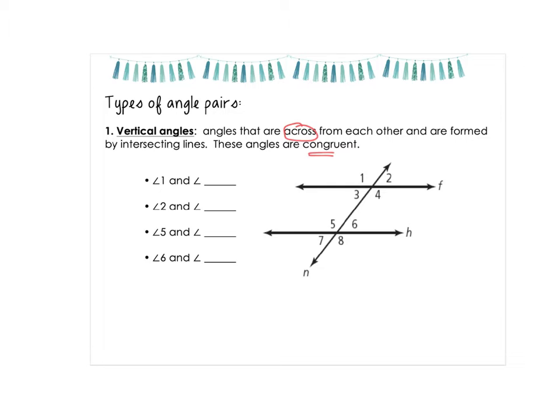All right, so let's look at the problem. So here, let's highlight our transversal. So transversal is the line that cuts through the parallel lines. So the parallel lines are F and H. So here we're starting off with, if I have angle 1, angle 1 is across from angle 4, so those guys are vertical. I have angle 2 that is across from angle 3.